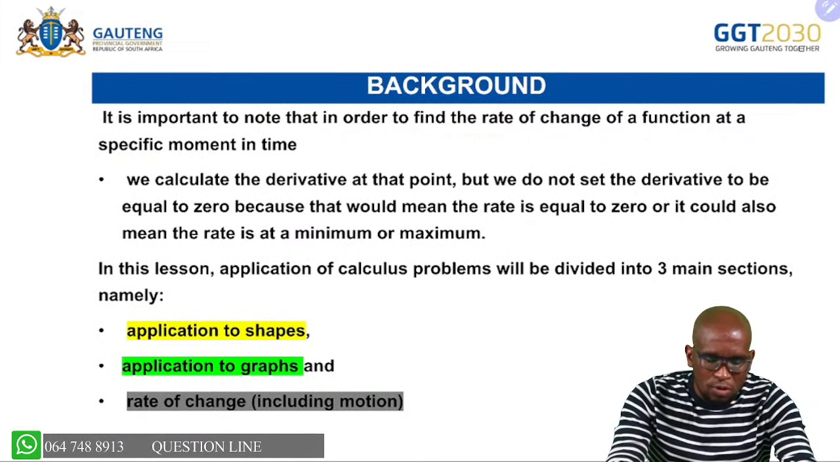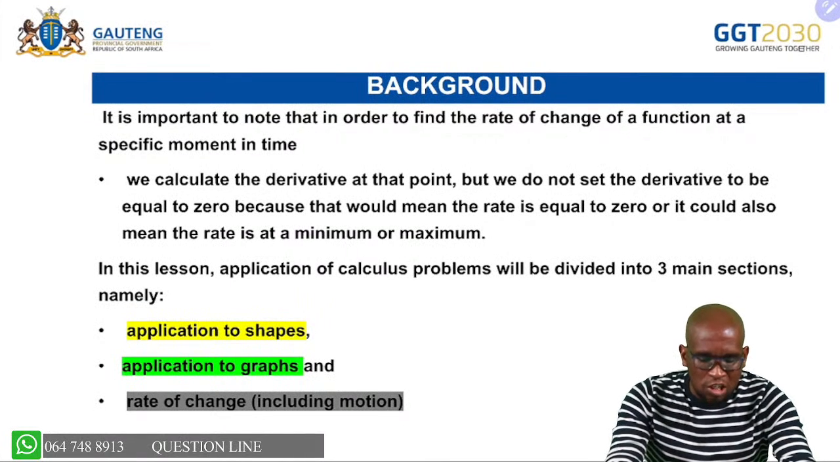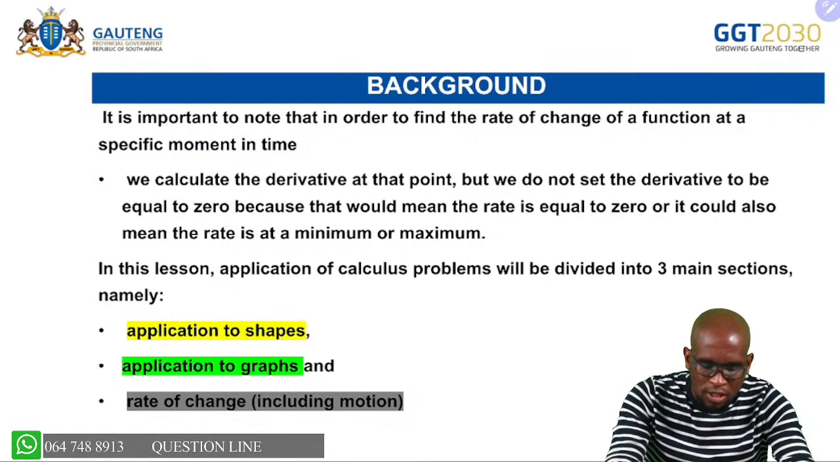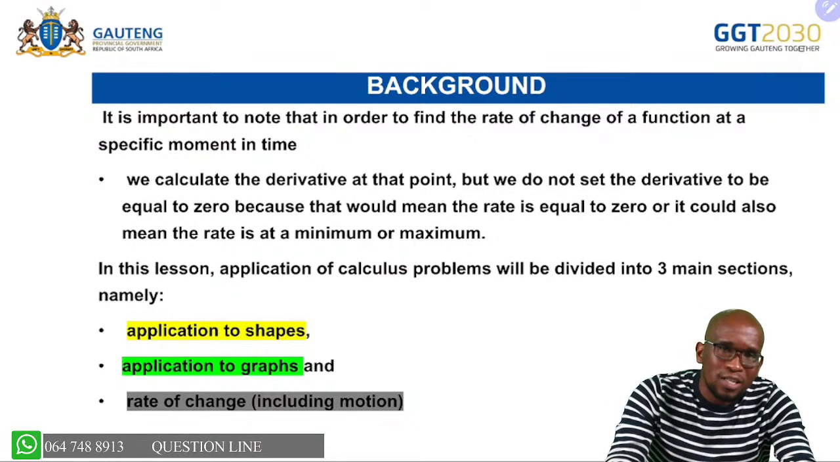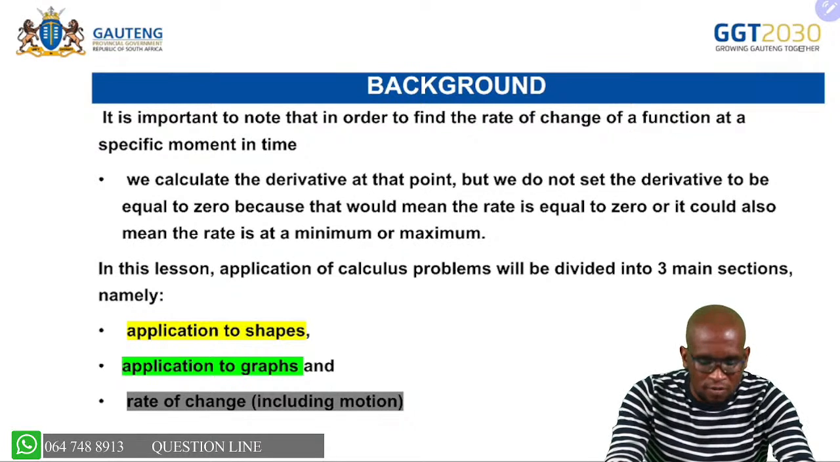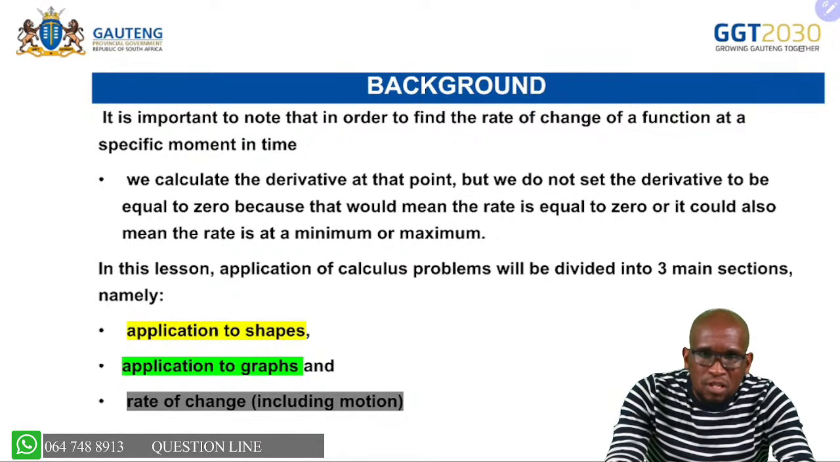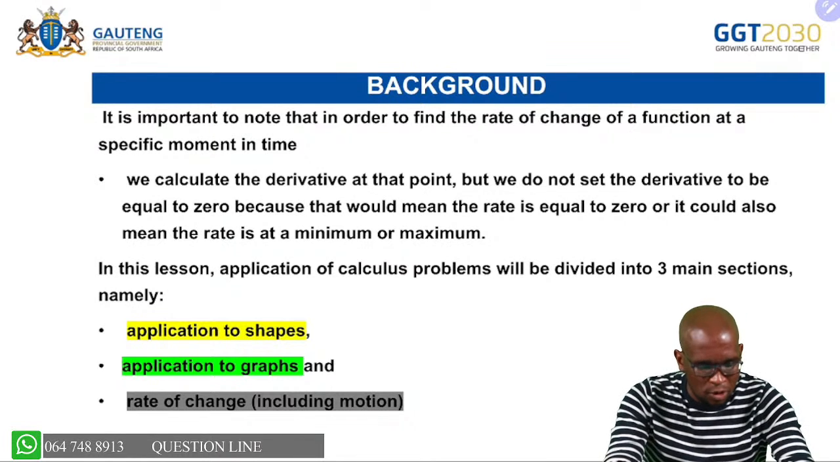It is important to note that in order to find the rate of change of a function at a specific moment in time, we should be calculating the derivative of that particular function at a point, but we do not set that particular derivative to be equal to 0, because that would mean we are equating the rate to 0, or we are finding a minimum or a maximum value, or the value of a variable at which the minimum or maximum occurs.